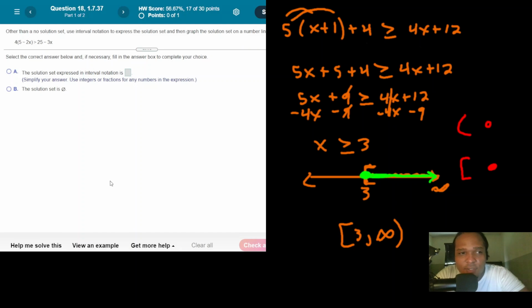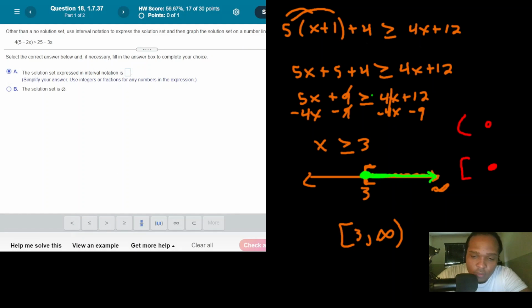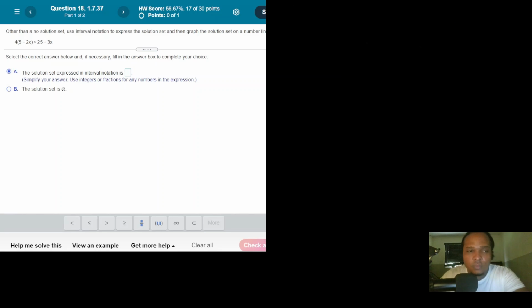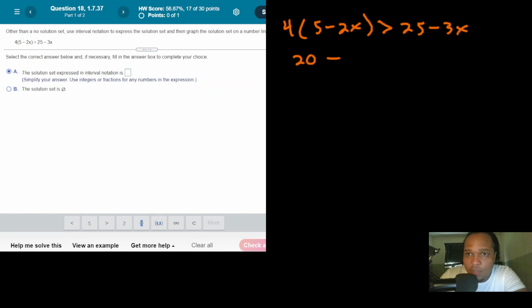All right, fantastic. Next, moving right along. We're on number 18. We're making good progress. We have 4 times (5 minus 2x) greater than 25 minus 3x. So 4 times 5 is 20. We're just distributing. 4 times negative 2x is negative 8x. Greater than 25 minus 3x. Let's go ahead and start moving some stuff over. We're going to subtract the 20 from both sides, and add 3x to both sides so we can bring the x's over.